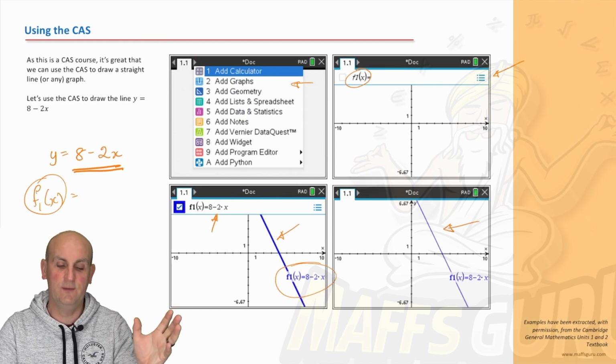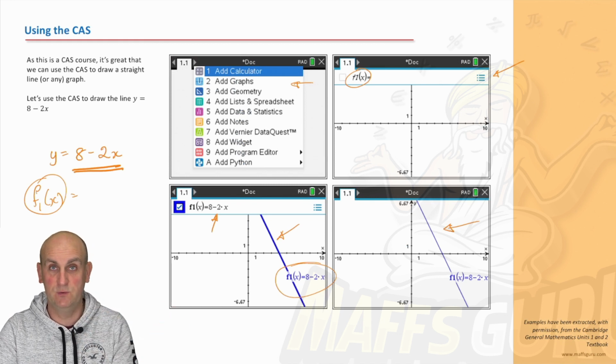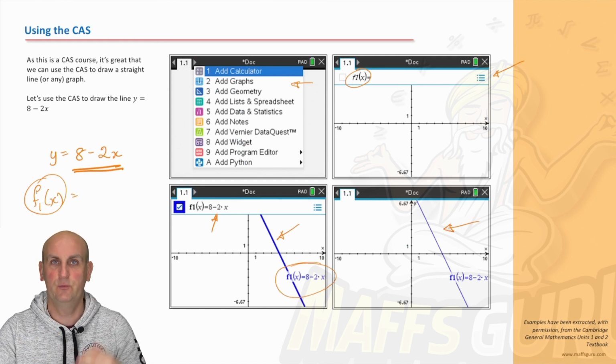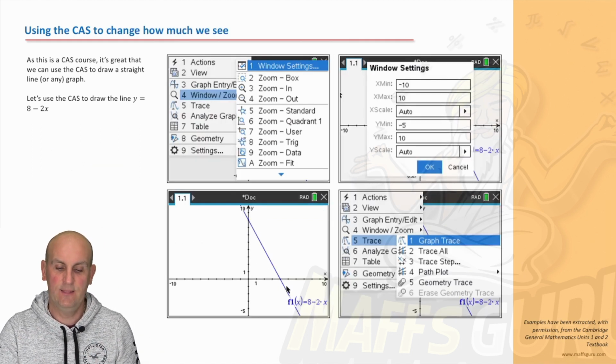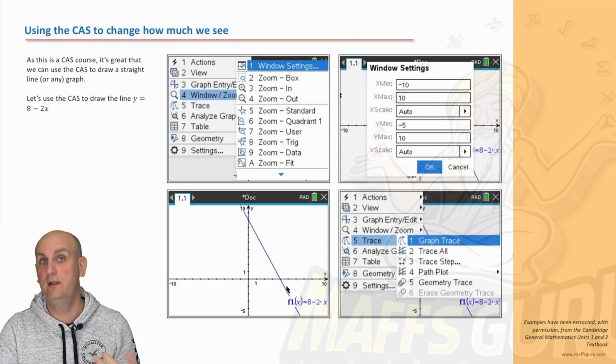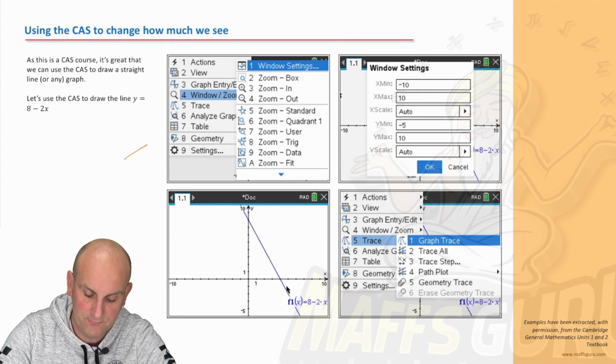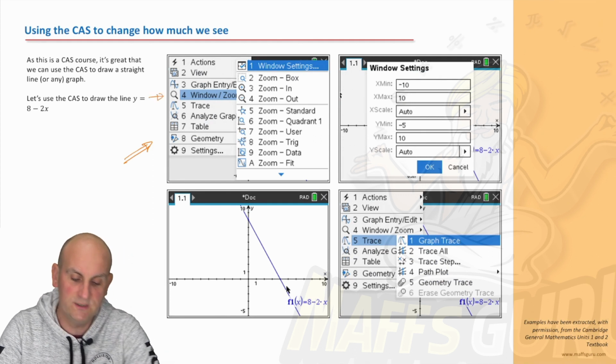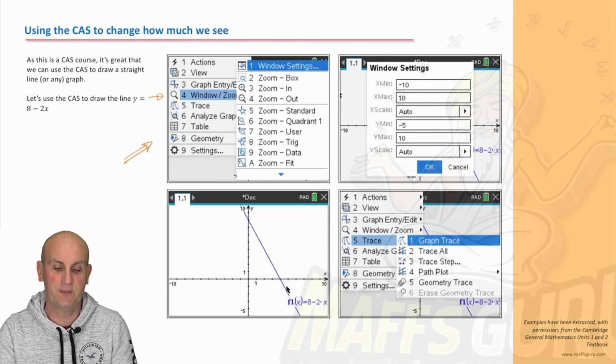Some of the graph seems to be going off, and much of the information we want to find with a graph are things like intercepts. So where it crosses the x-axis and the y-axis. So how did I do this now? Well, I entered menu on this one here, and then I came up to menu item 4, which changes the window and the zoom.